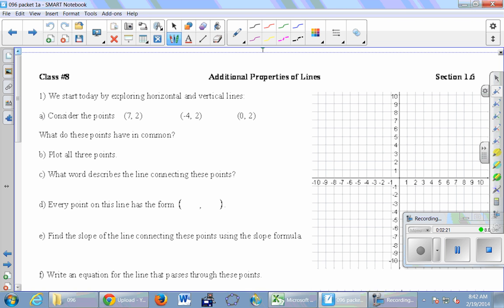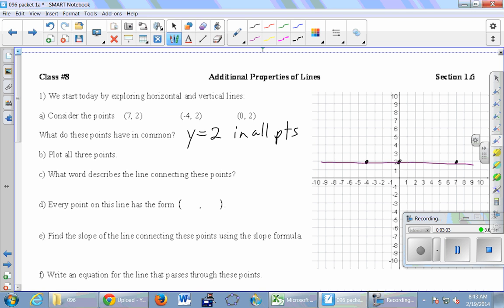The same y value, right? What's the y value for all of them? Y equals 2. In all of those points, same y value. Okay, take a moment to plot all 3 of those points over here on these axes, and then draw the line that connects those 3 points. And what word describes the line you just drew?